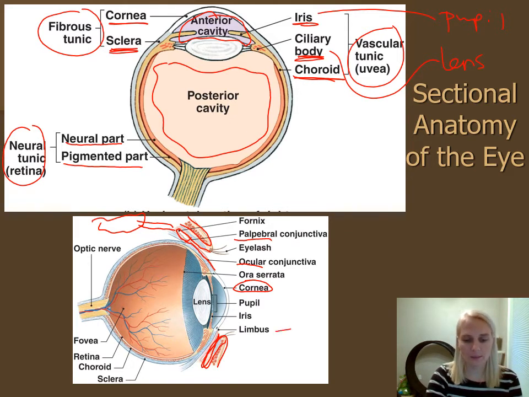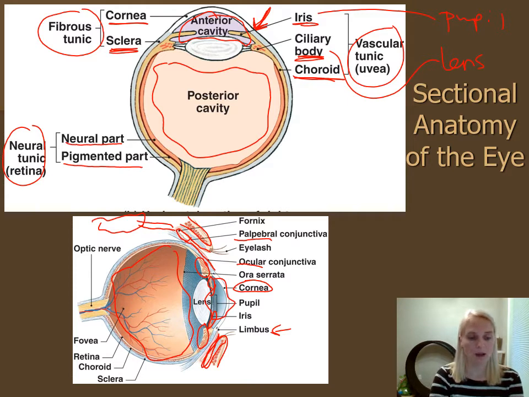Here we can see the limbus a little bit better. It's just that border, it would be up here as well, the border between the sclera and the cornea. And also in the side view, we can see the iris and the pupil a little bit better, and the lens and the ciliary body. Again, the ciliary body muscles regulate the shape of the lens, and the iris is the muscles that regulate the shape of the pupil. Okay. Here's our posterior cavity, anterior cavity.